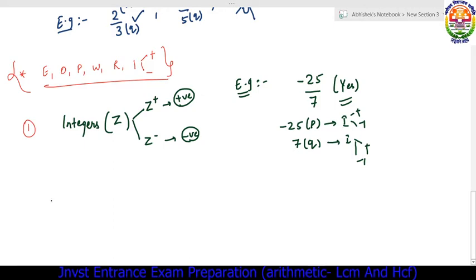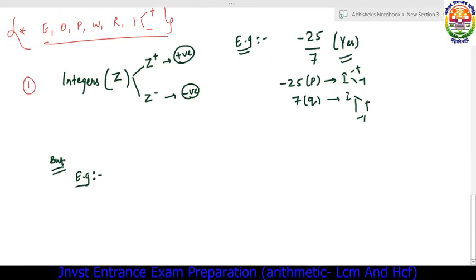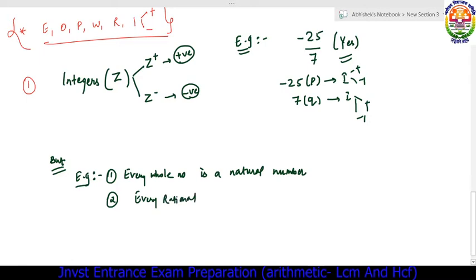But let's take another example. The example is: first, is every whole number a natural number? And second, is every rational number an integer?